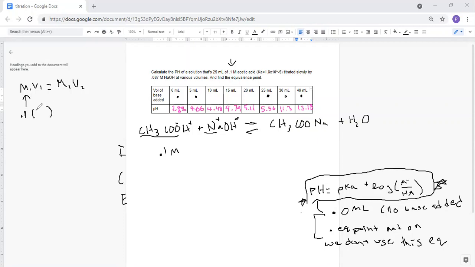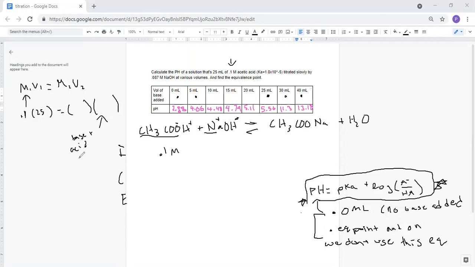And the volume is going to be the volume of just the acid by itself. Molarity 2 is going to be the molarity of basically the combination of the base and the acid together. So, I'm sorry, I meant to say volume. Okay, let me fix that. So the volume is going to be the volume of the base plus the acid.